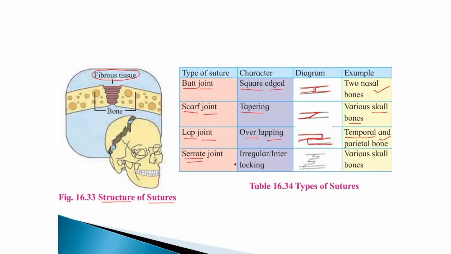Then there is the serrate joint. Serrate means the zigzag one, the irregular one. This is called zigzag, serrate. Irregular or interlocking. It is found in various skull bones. So there are different types of sutures. We have the butt joint, scarf joint, lap joint, and we have the serrate joint. So these joints are very important to understand, and the examples are very important.